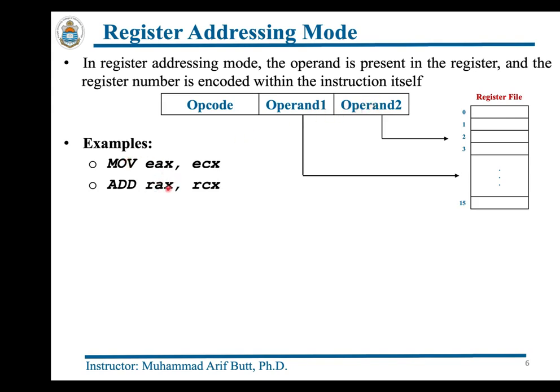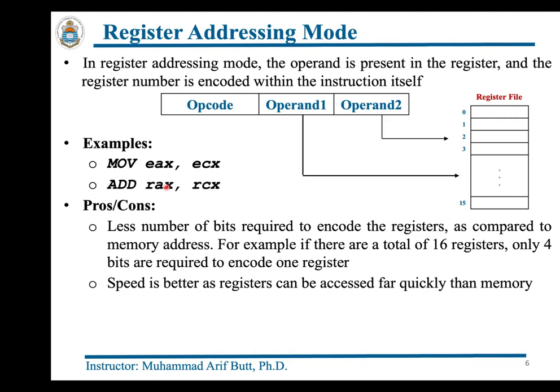These are examples of moving the contents of register ECX into EAX, and this add instruction adds the contents of RAX and RCX and places the result inside the RAX register. Once again, you need fewer bits to encode the register as compared to a memory address. This is the advantage. As I've already said, if there are 16 registers, only 4 bits are required to encode any one of them. And last but not least, the speed is better as registers can be accessed far more quickly than memory.